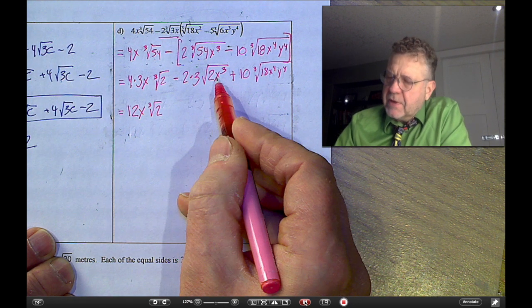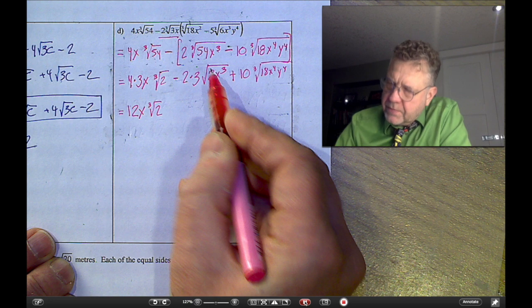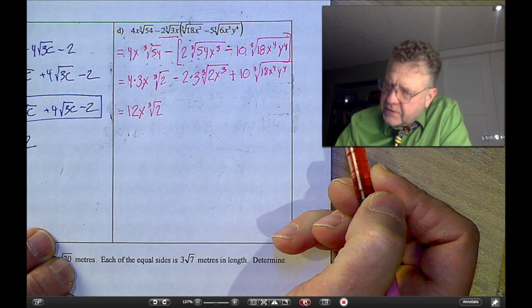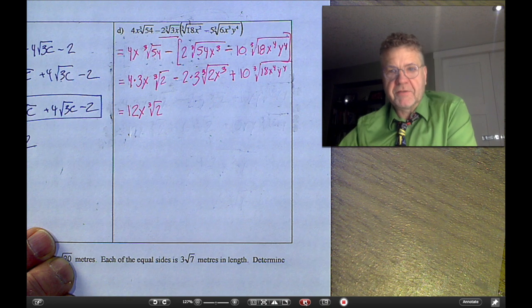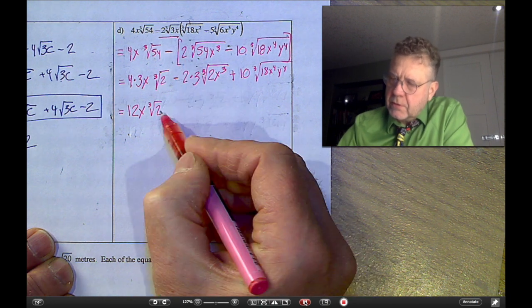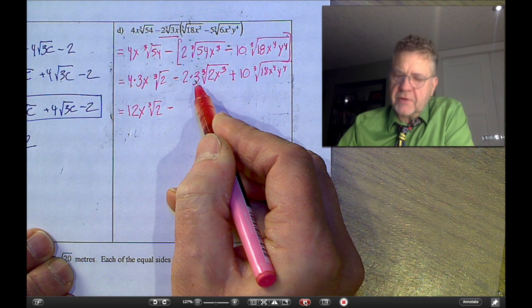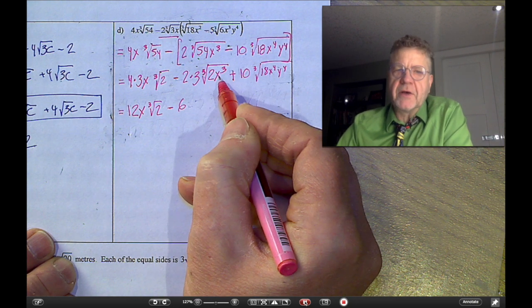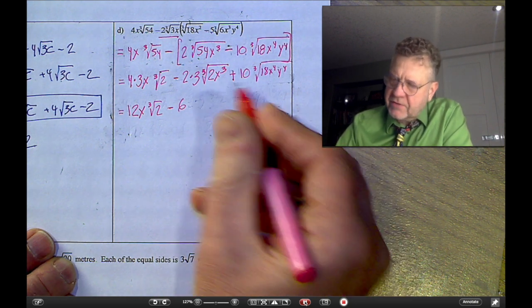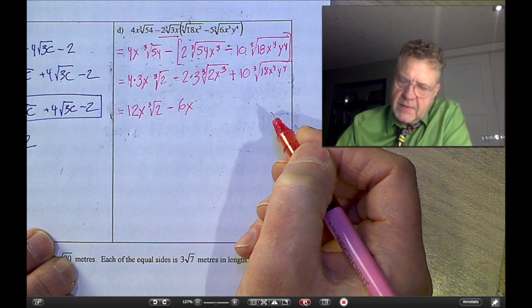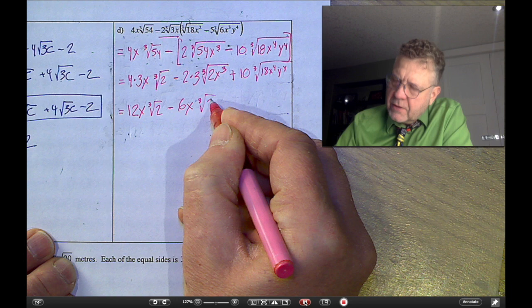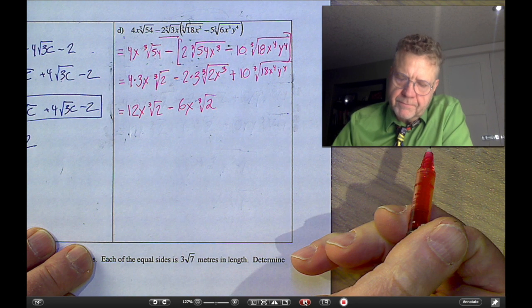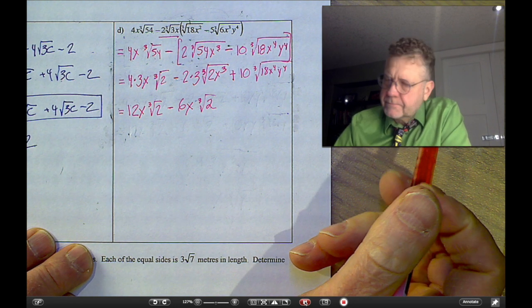Now, remember I said that there was some more to do here. Oh, this should be a 3. Forgot to write that in. All right. What's the cube root of x cubed? X. So I'm going to multiply 2 times 3 to give me my 6. But I'm also now going to pull out an x from the x cubed. That's going to be 6x. And so inside here, I'm simply going to have cube root 2 again. All right.